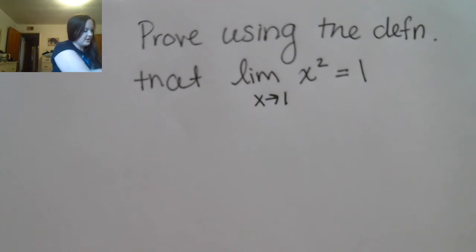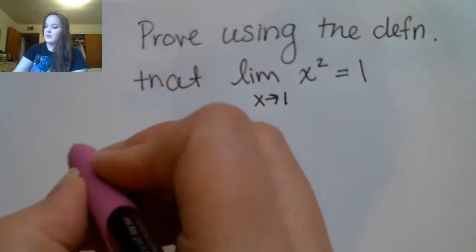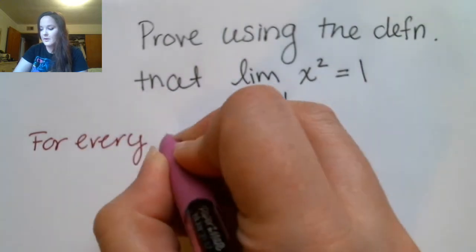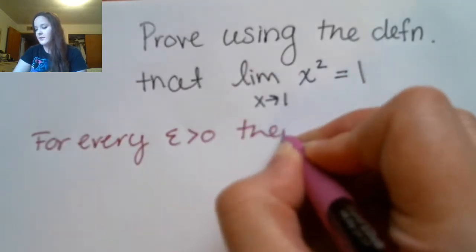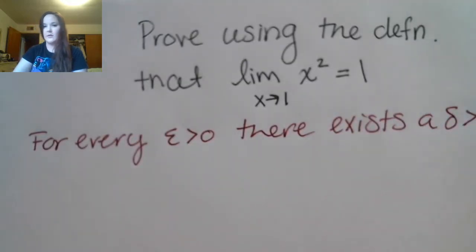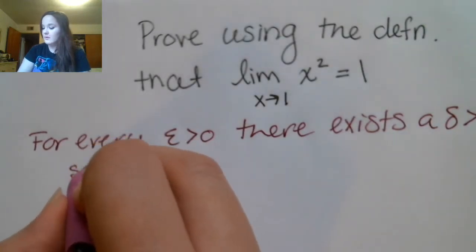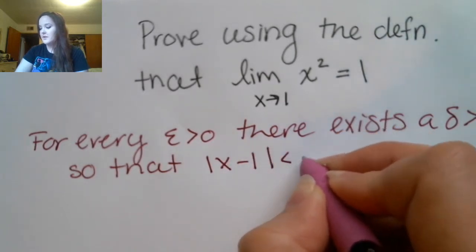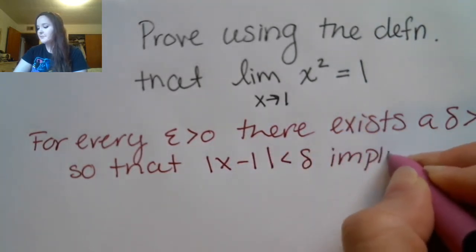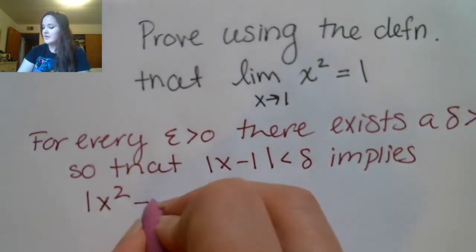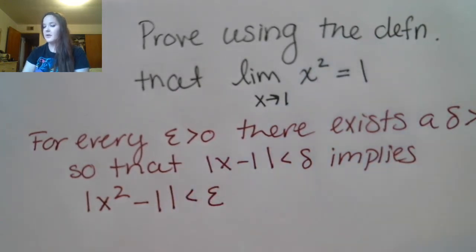Okay, so we're just going to say for every epsilon greater than 0, there exists a delta greater than 0 so that absolute value of x minus a less than delta implies f of x, which is x squared, minus L, which is 1, is less than epsilon.